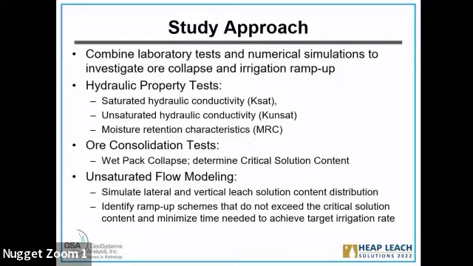So the approach we take, we will combine the laboratory test and the numerical simulation to investigate the collapse in the irrigation ramp-up. How do we do that? We start with a hydraulic property test, like Jason went through some flexible tests. We measure the saturated conductivity, unsaturated conductivity, and moisture retention curve. And we use that to develop a set of hydraulic property functions, such as van Genuchten parameters. We plug those numbers into the numerical model.